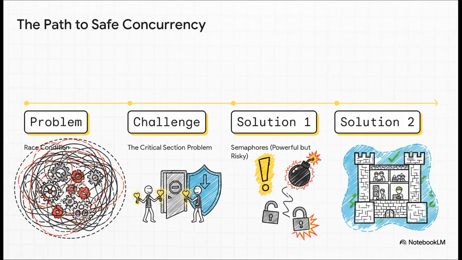We started with the fundamental problem, the race condition. That gave us a formal challenge to solve, the critical section problem with its 3 rules. Our first real solution was semaphores. Powerful for sure, but also pretty risky. And that risk is what pushed us to evolve to something safer and more structured, monitors. That's the classic story of progress in computing.